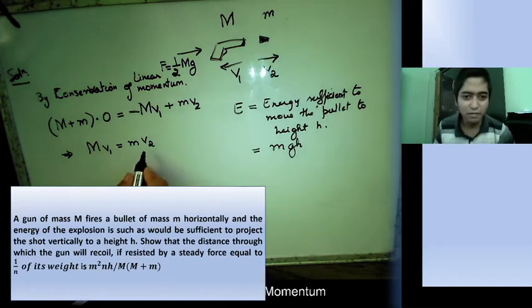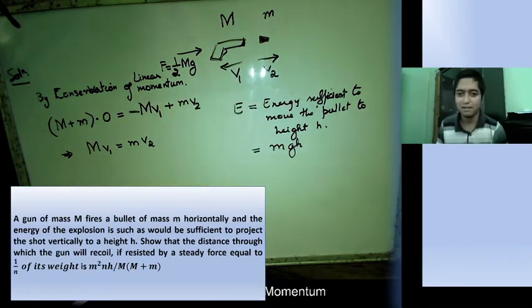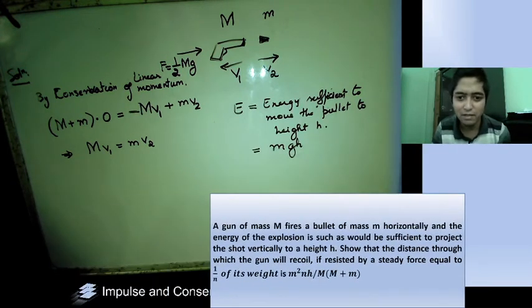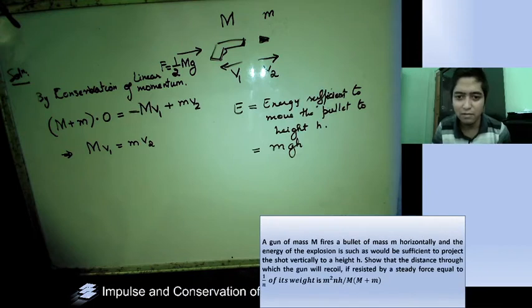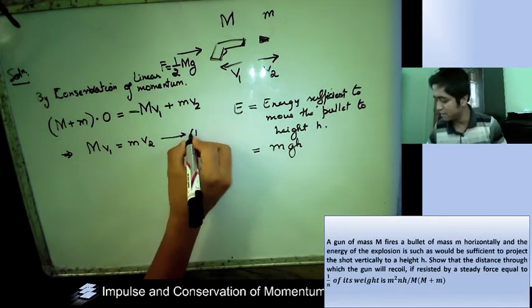v2 is the velocity of the bullet, v1 is the recoil velocity of the gun. You can just mention that. It's okay, it's not too much of a burden. You can do it. Now this is the conservation of momentum, and it has given us this first equation.